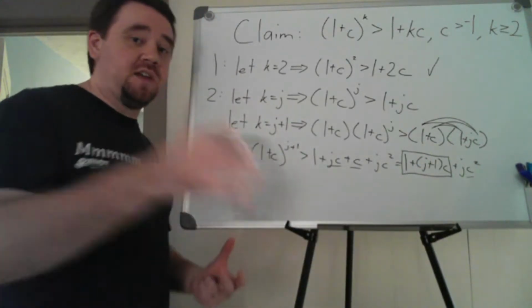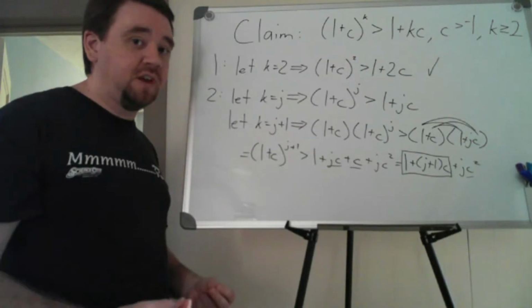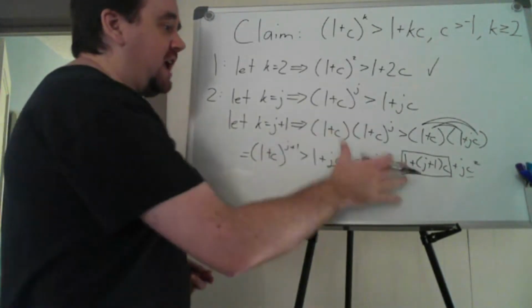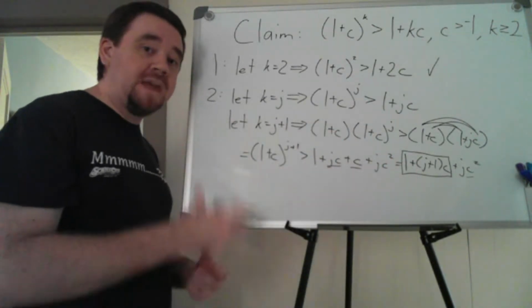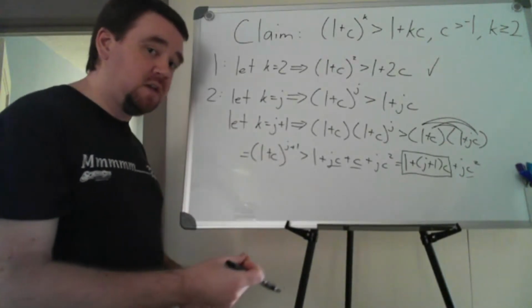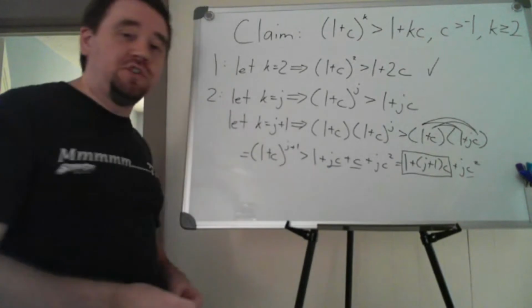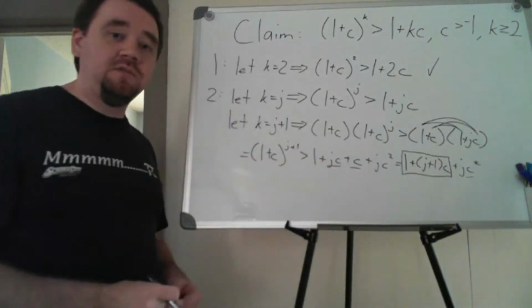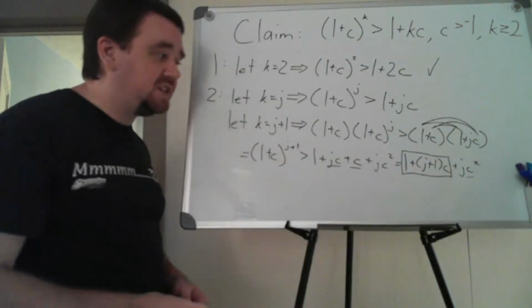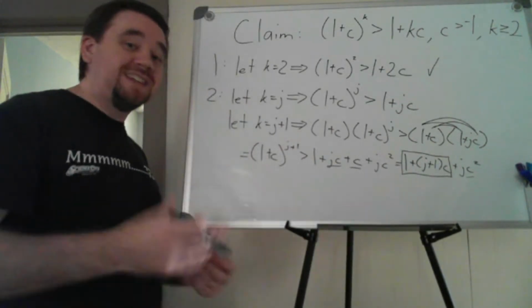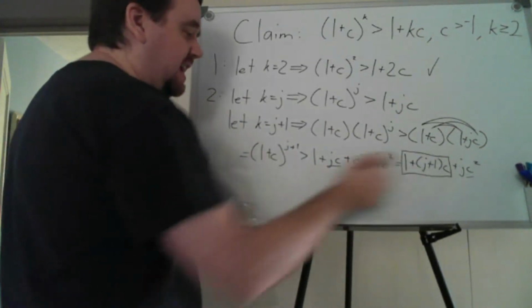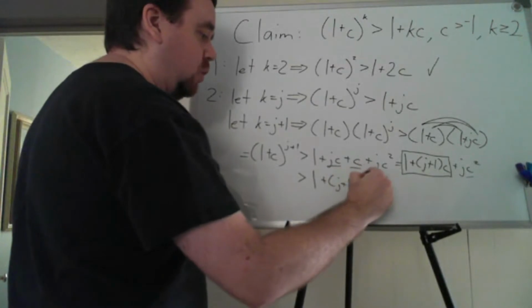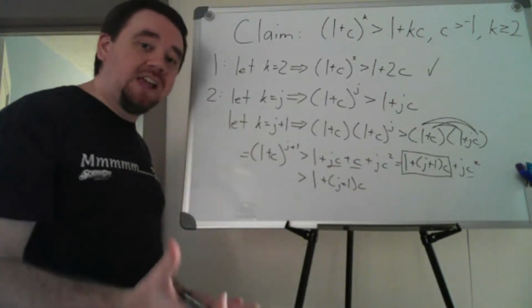Well, I've got a j and a c squared, and again, c squared must be positive, and j must be positive. Well, why must j be positive? Because j is a value that we know makes this true, and it substitutes in for k, and we said k has to be greater than or equal to 2. Well, that means it has to be positive, so does j. So I'm taking a positive times a positive, which means I'm adding a positive value to this part of the expression, which means I'm making it bigger, and so I can say then that it must be greater than 1 plus j plus 1c. But that's exactly what we wanted to show.